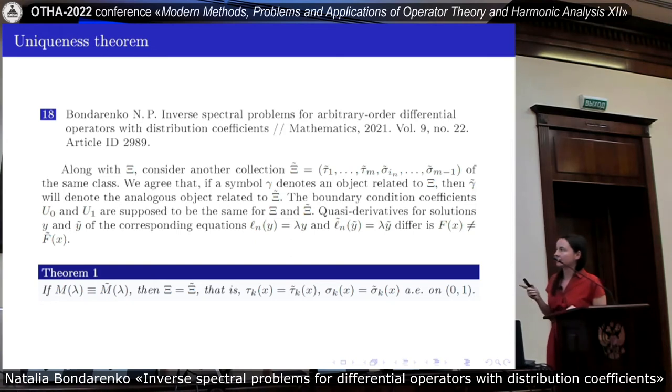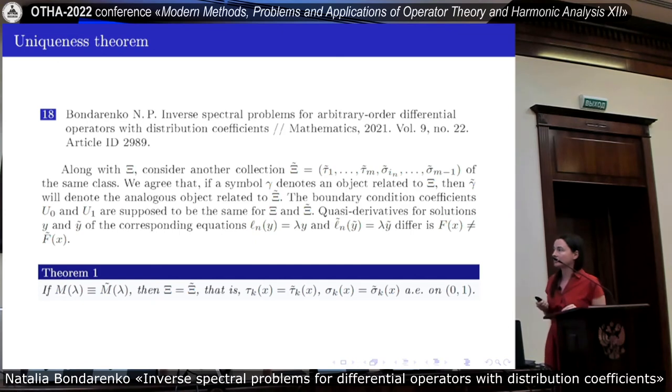We suppose that the boundary conditions are the same for these two problems. Here, for simplicity, I don't study the recovering of the boundary conditions. I suppose that they are known a priori. There are some fixed matrices U0 and U1. And the quasi-derivatives are defined differently because they depend on the Mirzoyev-Shkalikov matrices, which may be different.